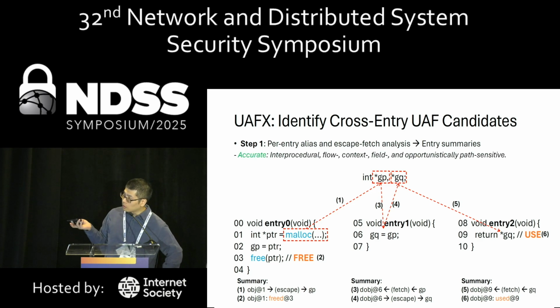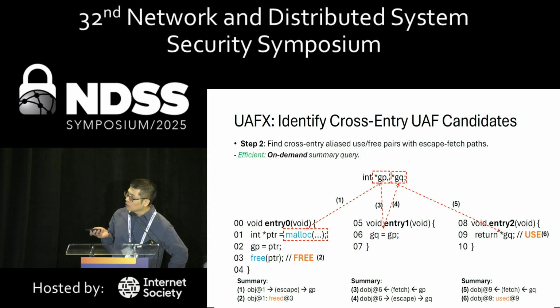The example here is quite straightforward, but actually our implementation is quite accurate. We implement an inter-procedural flow, context, and field sensitive, and even opportunistically path-sensitive per entry summarization. More details can be found in the paper. So given all this per entry function summarized, our next step is that we can find this cross-entry alias use and free pairs with an efficient on-demand query.